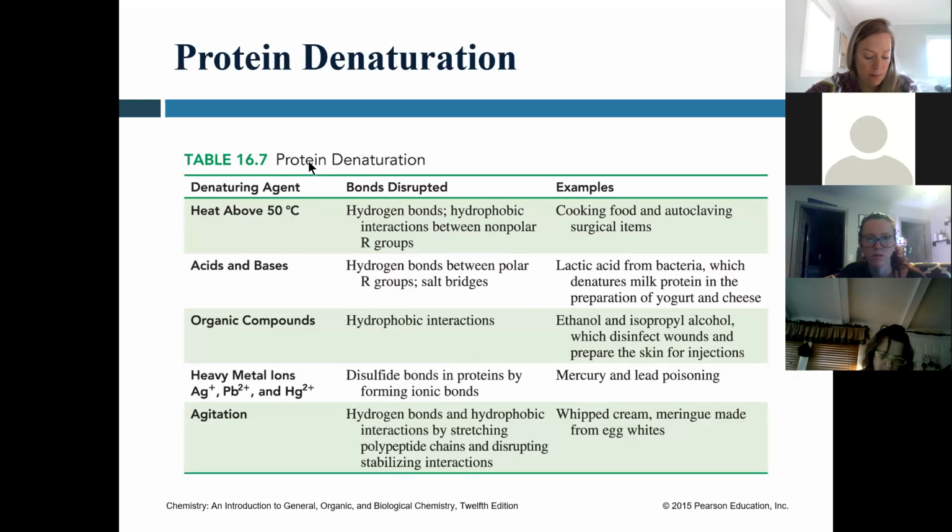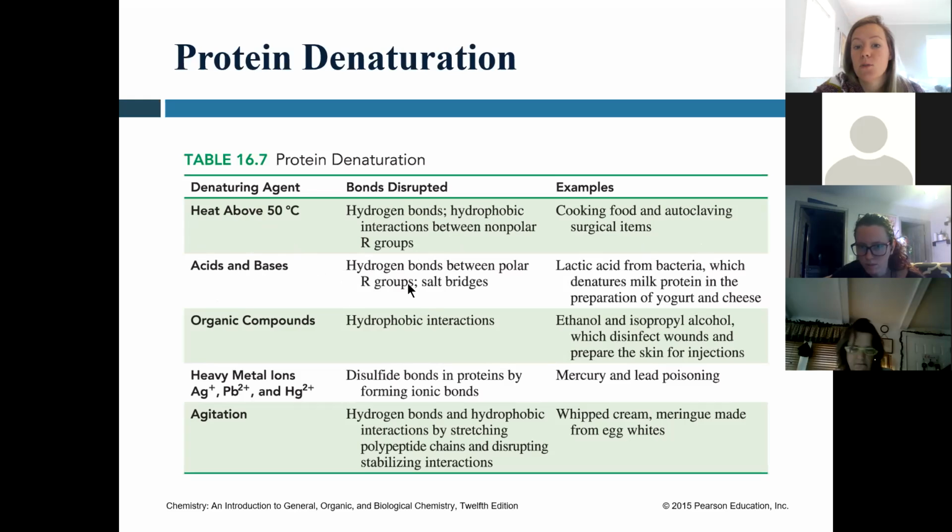Some ways that denaturation can happen. So situations where we are above 50 degrees Celsius, so cooking food, and then, but this is important, if we can denature bacterial protein, we can also use it for autoclaving or sterilizing stuff. So when they heat up equipment, either in a medical setting or in like a spa setting, they're denaturing the bacteria's protein.